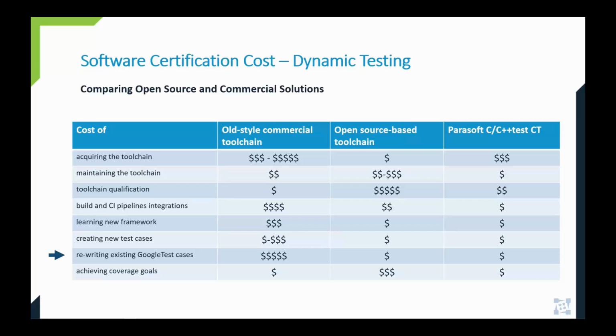And finally, we have the cost of achieving coverage goals. With open source toolchains, teams get only basic coverage reports without any additional hints on how to create test cases that achieve higher coverage. This is especially relevant for MCDC coverage, which is challenging for non-trivial code. C++ Test CT provides great value here by extending reports with additional hints that greatly simplify creating missing test cases, reducing the overall cost of achieving coverage goals.